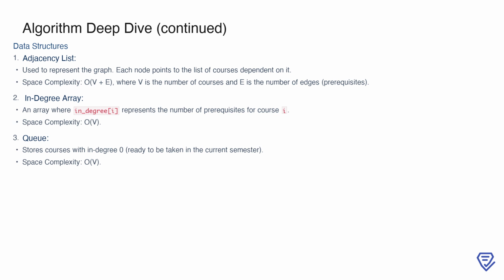Second, the in-degree array helps us quickly determine which courses have no remaining prerequisites. Each entry in the array corresponds to a course, and its value indicates how many prerequisites are still required. This array also has a space complexity of O(V). Finally, the queue stores courses with an in-degree of 0, making them eligible for the current semester. The queue operates efficiently, and its space complexity is O(V), since it only stores courses ready to be processed.